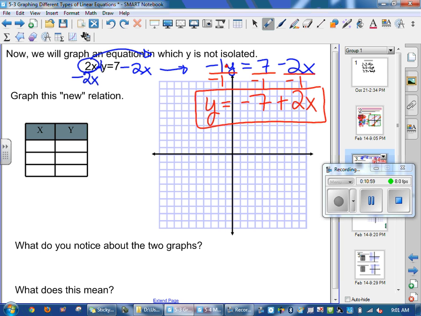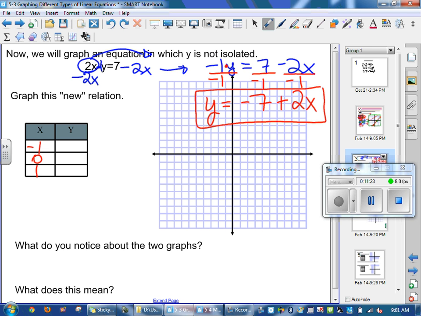So remember, we always pick a couple x values. So which x values would you like to choose this time? Negative 1, 0, and 1. Sound good? Okay. Negative 1, 0, and 1. We always have to put a 0 in there somewhere. Okay? Sometimes it's nice to start in the negative so we can see what happens to y.